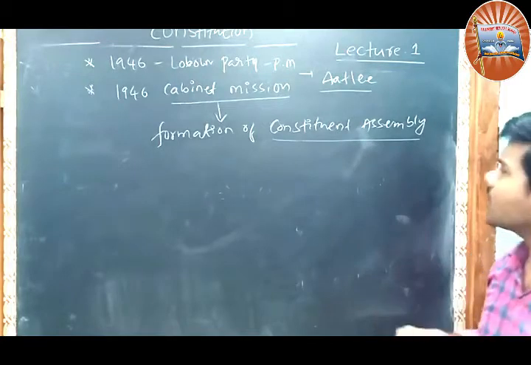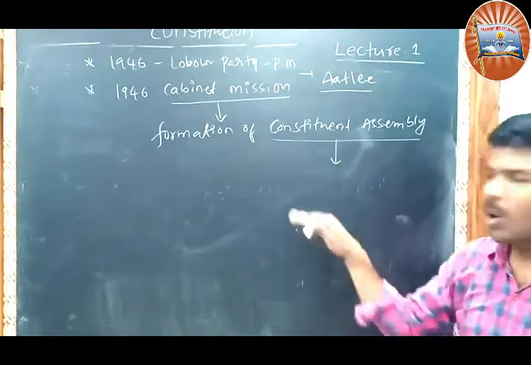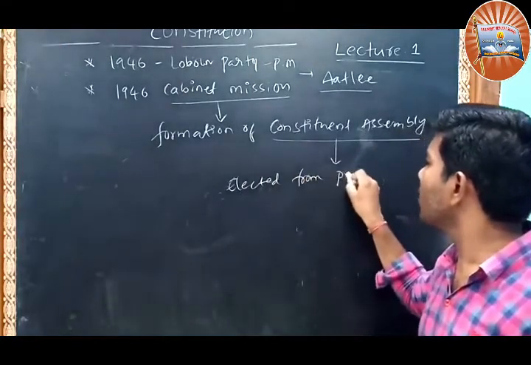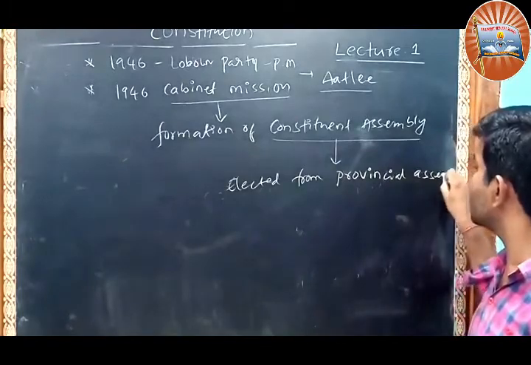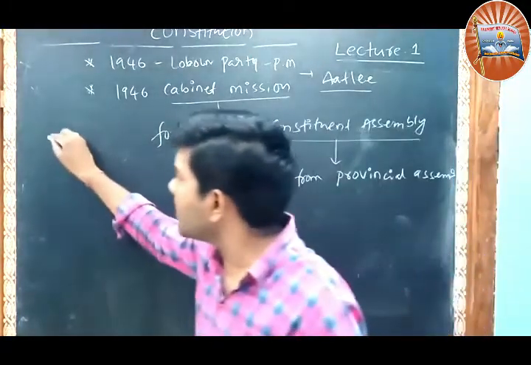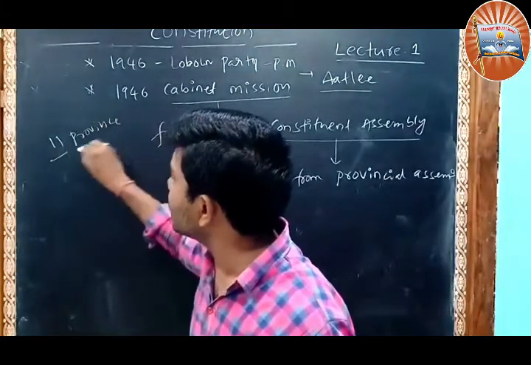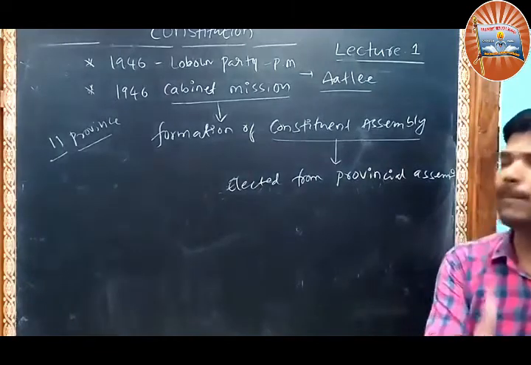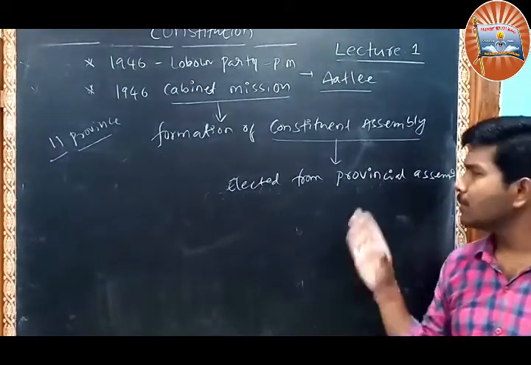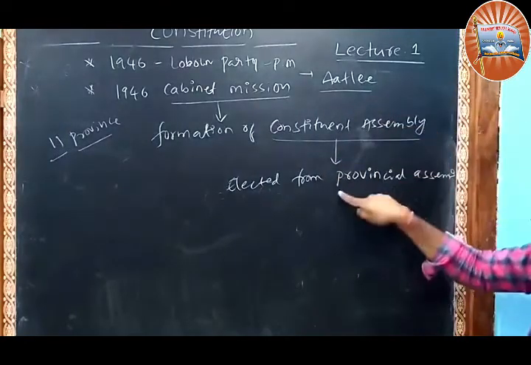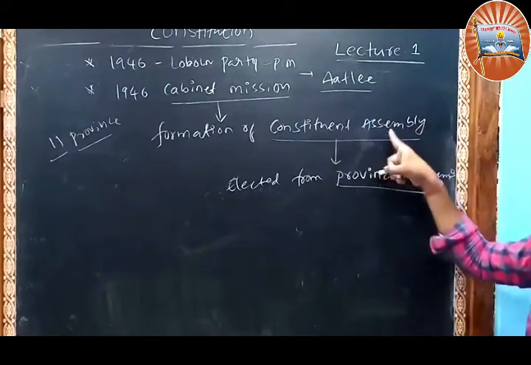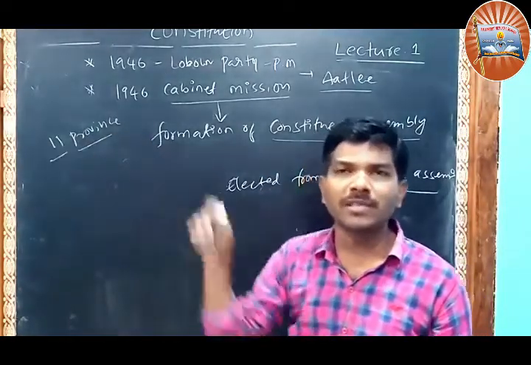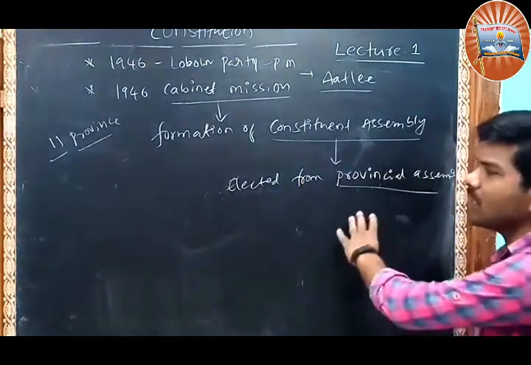Okay, Constituent Assembly. So these Constituent Assembly members were elected from provincial assemblies. Yeah. Each and every province. You know that at the time Britain had 11 provinces in India. So from 11 provinces, some percent of the people were elected. I repeat, Constituent Assembly members were elected from the provincial assemblies. How many provinces were there at the time? 11 provinces were there. In 11 provinces, different assemblies were there. So these were elected.